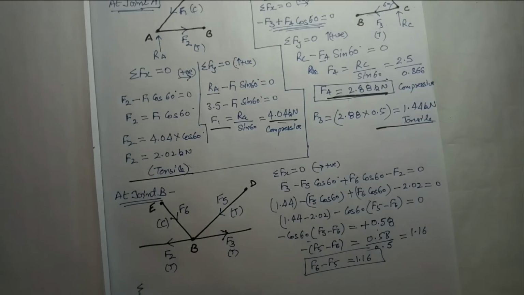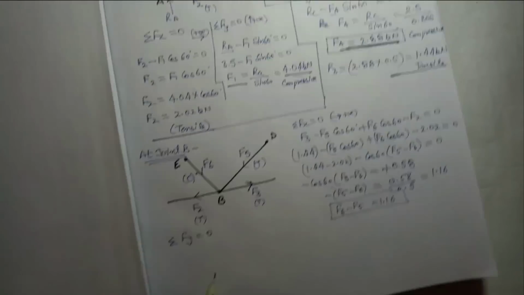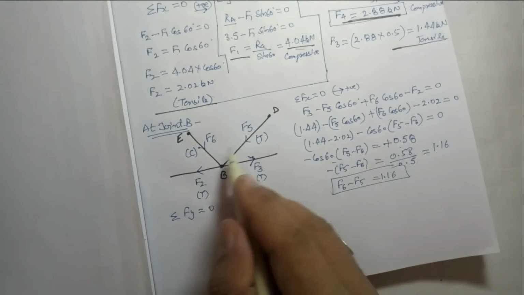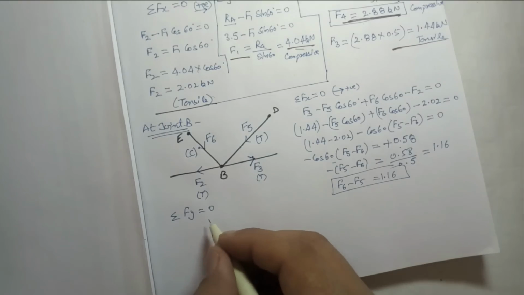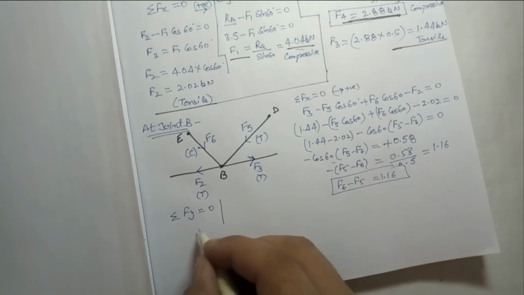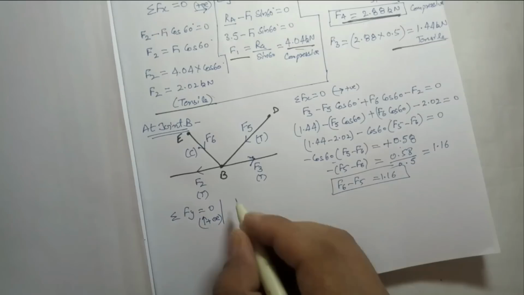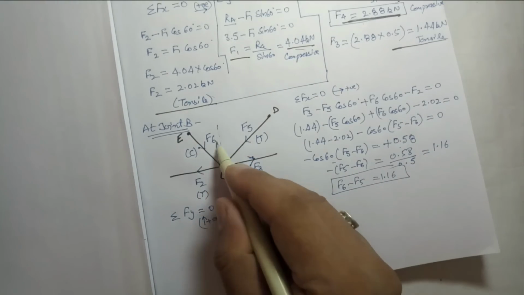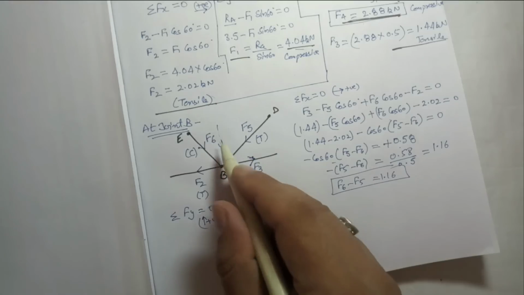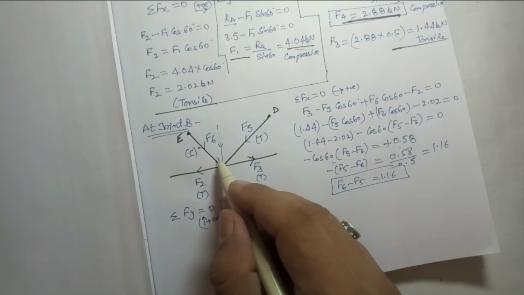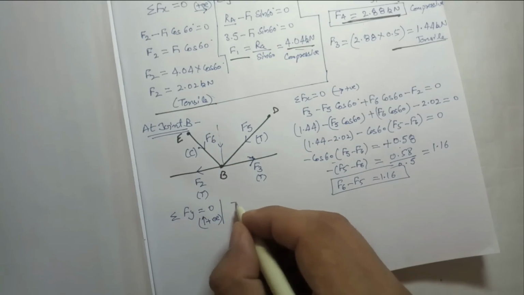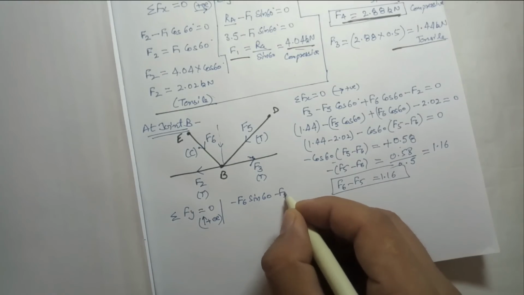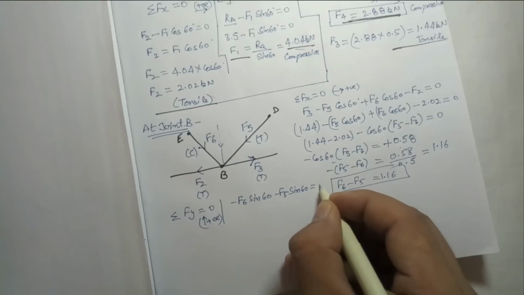Now we will go for y direction forces, sum of Fy equals 0. Now what are the y direction forces? No reaction is there, only the components of F5 and F6. Let's say I have taken upward positive, so for F6 it will be downward, and for F5 also downward. So we get minus F6 sin 60 minus F5 sin 60, that is equal to 0.